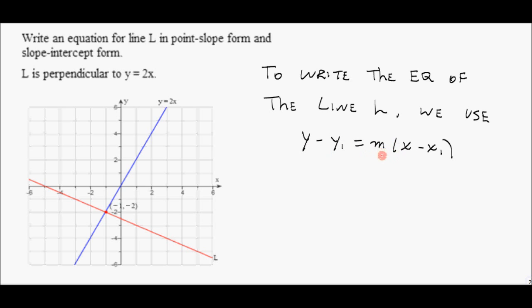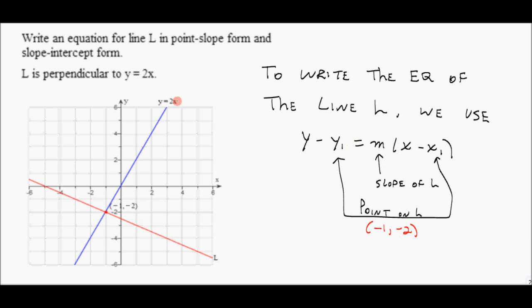But to use this, we need to know the slope, and we need to know a given point, or a known point on the line. Well, we do know a point on L. See, right there, they gave us that. So the point -1, -2 is our x1, y1. What about m? We need to find the slope of L.